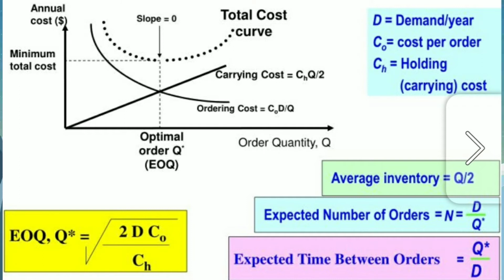So for EOQ, you can see the diagram that it is the concept where carrying costs and ordering costs intersect. It's a situation when ordering costs and carrying costs are equal. As I have told you, EOQ is the amount of inventory to be ordered at one time for the purpose of minimizing annual inventory cost. And you can learn the formula, that is 2 into annual consumption into ordering cost upon holding cost per unit.